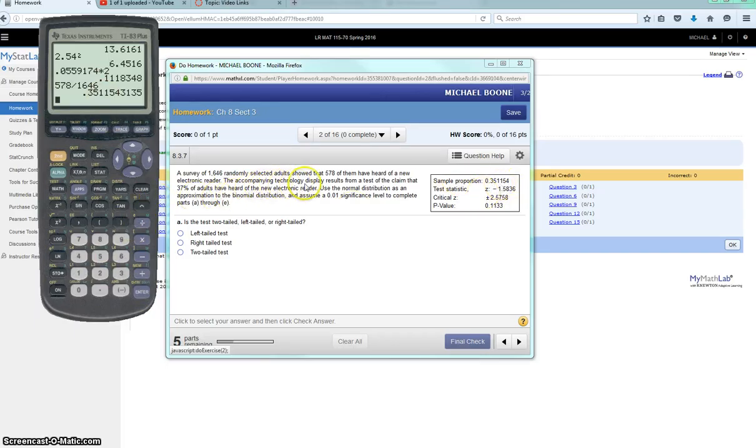The accompanying technology display results from a test have claimed that 37% of adults have heard of the new electronic reader. Again, 35% and 37%, that's not exactly the same, but is it close enough or is it too far away? So that's what we're deciding. Use a normal distribution as an approximation to the binomial distribution, and assume a 0.01 significance level to complete parts A through E.